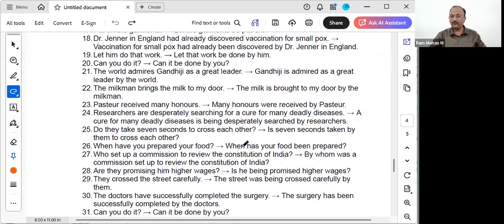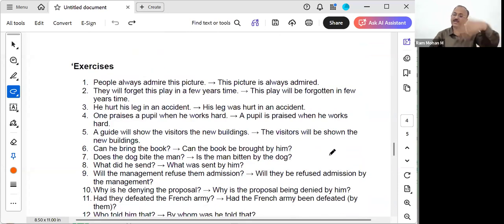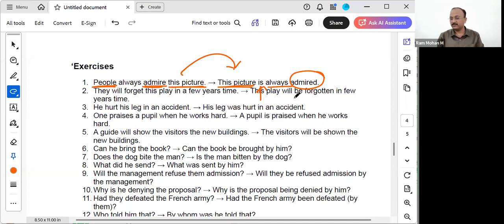Let's take these exercises. Only a few sentences I will explain to you. The rest of the things we'll do, I will share in the notes like what I did yesterday. Okay. Let's take: People always admire this picture. This question I have taken from the 10th class board exam paper, from the past papers only. People is the subject, admire is the verb. This picture is the object. So the object becomes the subject. Correct? Now, this picture. Admire is a simple present, correct? No? So present continuous, I'm using "is". Always we are using as it is. This picture is always admired.